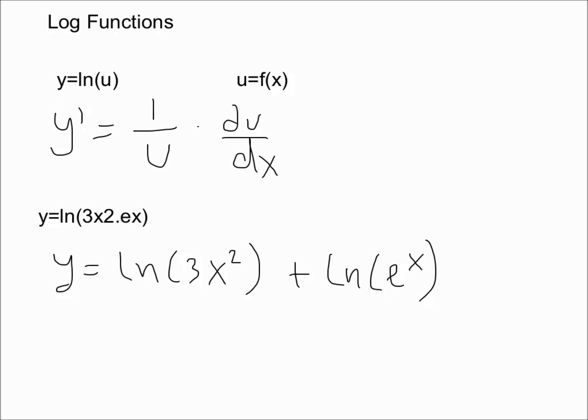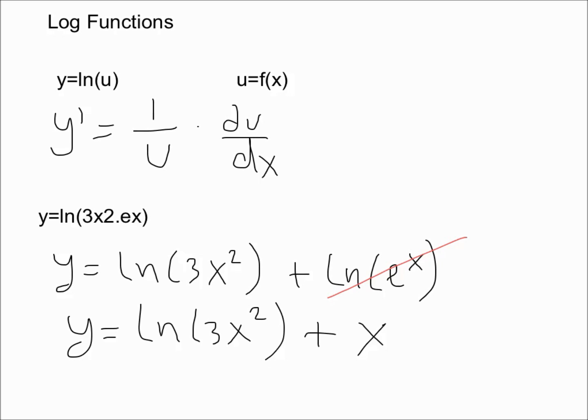First, you'll want to make this even simpler. So y would be ln of 3x squared, that remains the same, plus ln of e to the x is x. Again, following one of the properties. Now we have a pretty simple problem.